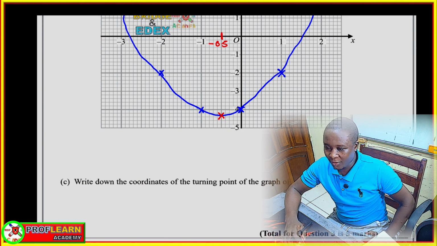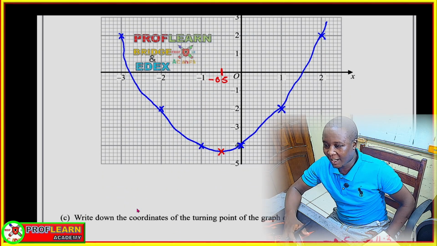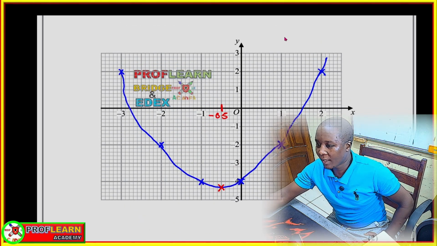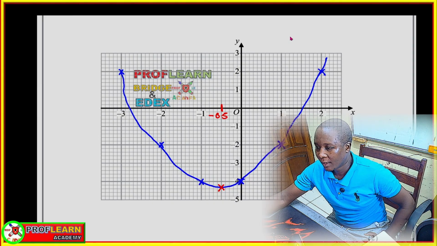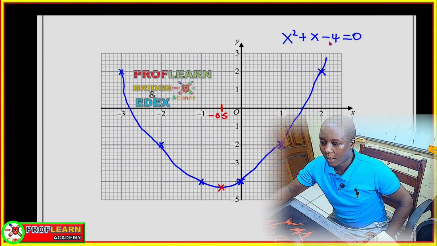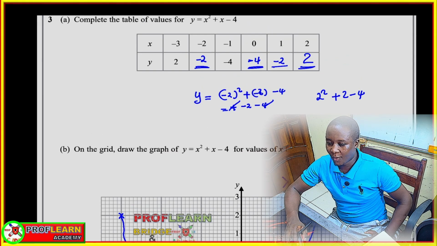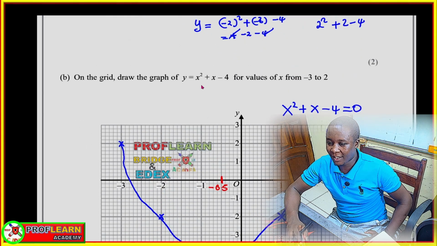The next question that you may be asked in this exam is the solution. They may ask you, using your graph, solve the equation x squared plus x minus 4 equals 0. With an equation like this, what you need to remember is that it is the equation that you have plotted. They are similar, but the y has been replaced by 0.